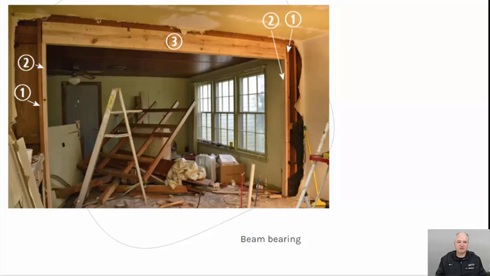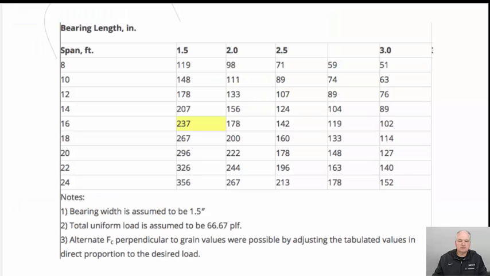So in this case, we would say we have bearing on number 2. And since that's a 2x, 2x4, or 2x6, the thickness of that is actually 1.5 inches. So 1.5 inches of bearing is okay for the span we have for this example.